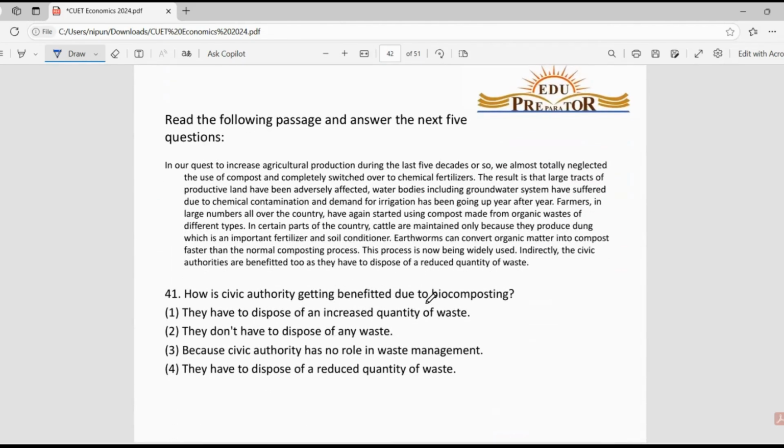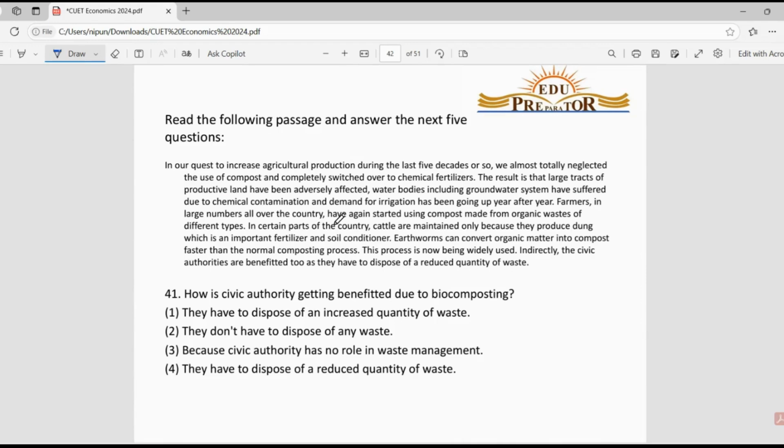Now the rest of the two are like 10 questions. The ones which are left, they are case study based question. One is from Indian Eco, another is from macroeconomics. Let us read it. In our quest to increase agricultural production during the last 5 decades or so, we almost totally neglected the use of compost and completely switched over to chemical fertilizers. The result is that large tracts of productive land have been adversely affected. Water bodies, including groundwater system, have suffered due to chemical contamination, and demand for irrigation has been going up year after year.